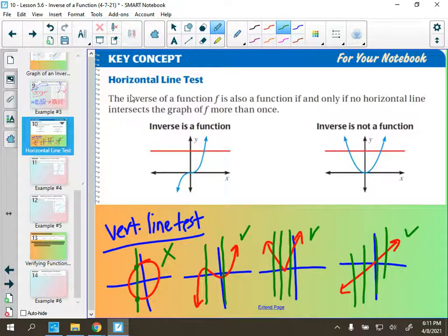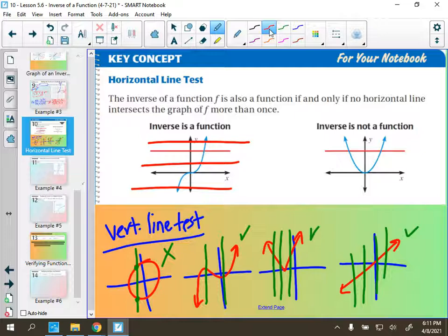It does exactly the same thing, but it's to test the inverse. If this blue graph is what I want to know, is the inverse of this blue graph a function, without having to go through the trouble of plotting points and making the inverse, I can just give the original function the horizontal line test and see, oh yeah, that one passes the horizontal line test. Therefore, I know the inverse would also be a function.